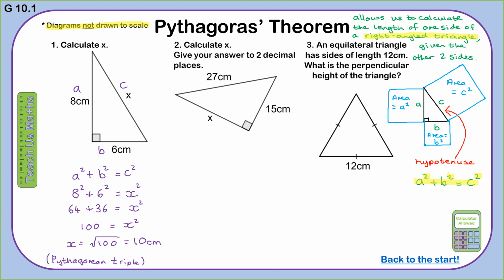Start by labelling the sides of the triangle, A, B and C, remembering that C is the hypotenuse. Write down Pythagoras' theorem, substitute the values that you know, and calculate the bits that you can, and then finally solve for x by square rooting.